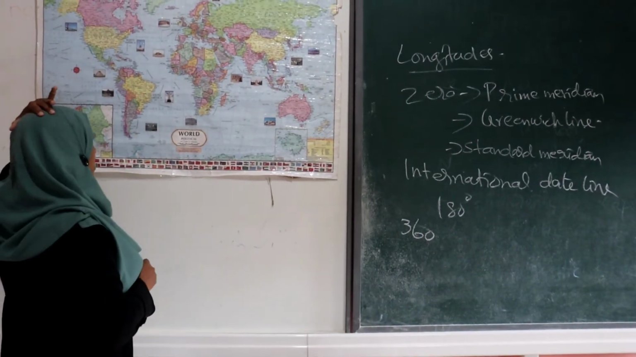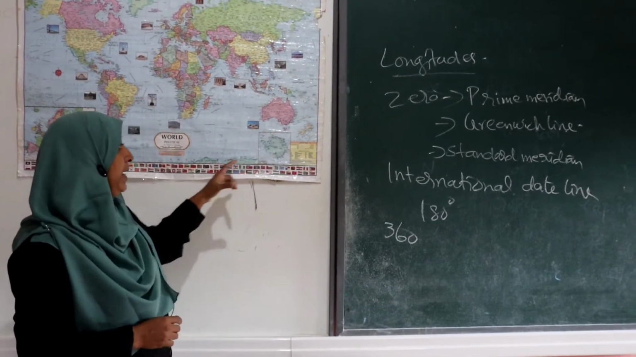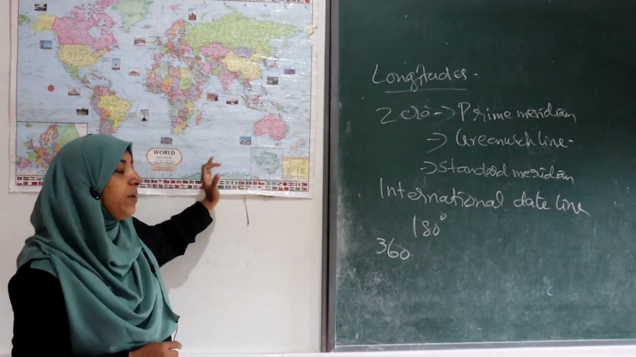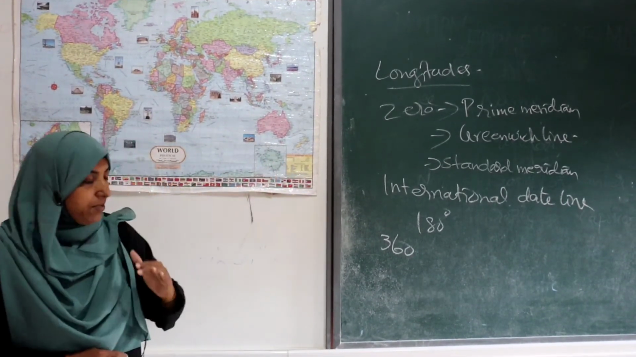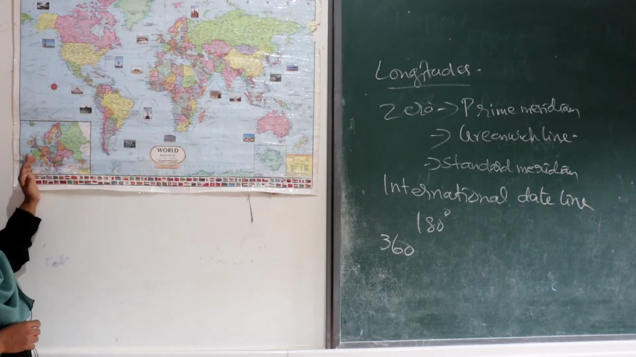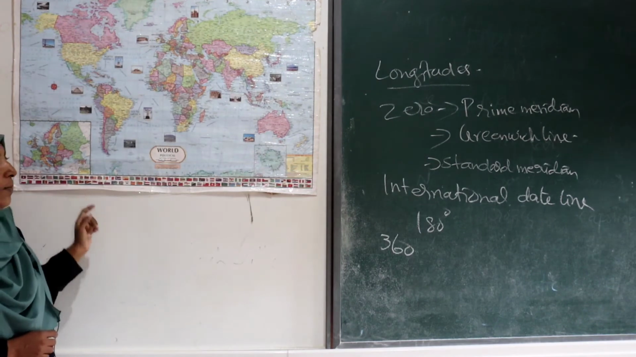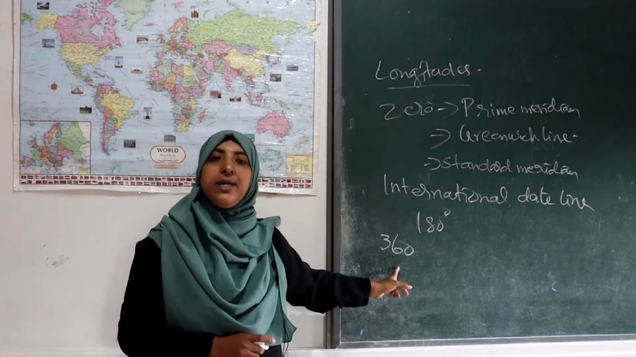Please note the point. In between the 0 degree longitude and the 180 degree international dateline, how many longitudes will be there? 180 longitudes will be here. In the same way here also you can see 180 longitudes. So what is the total number of longitudes in a map or on a globe? The answer is 360 degrees.